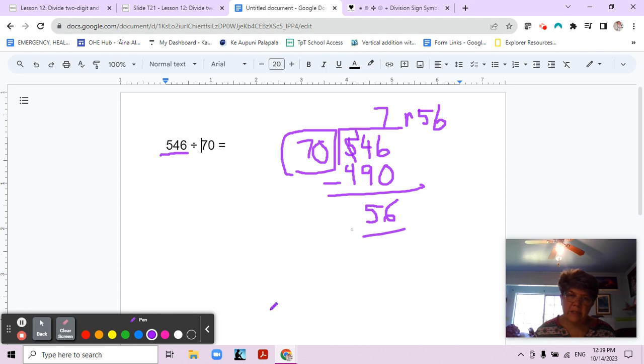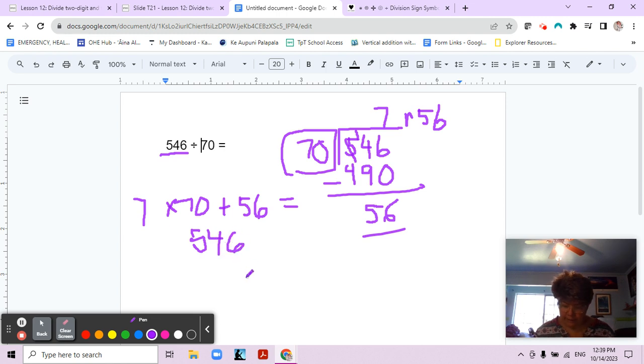So we can write this also as a multiplication expression. We can say 7 times 70 plus 56 is equal to 546, right? Yep. Okay.